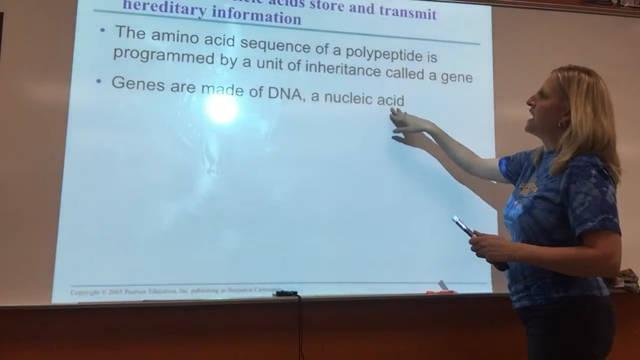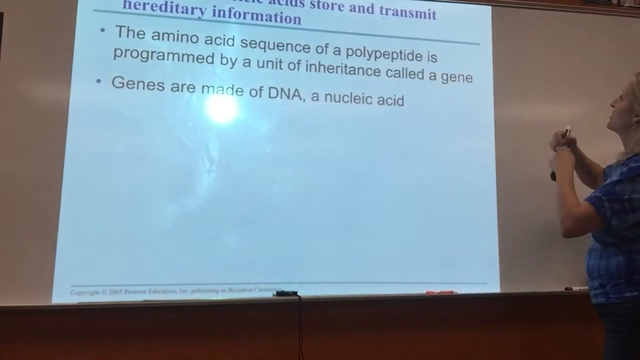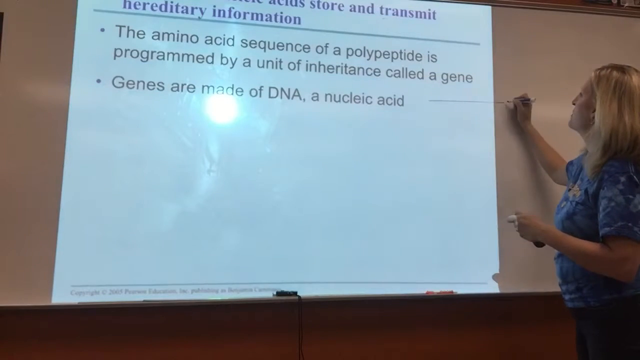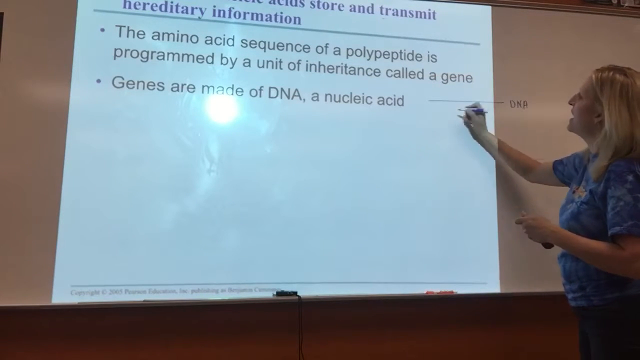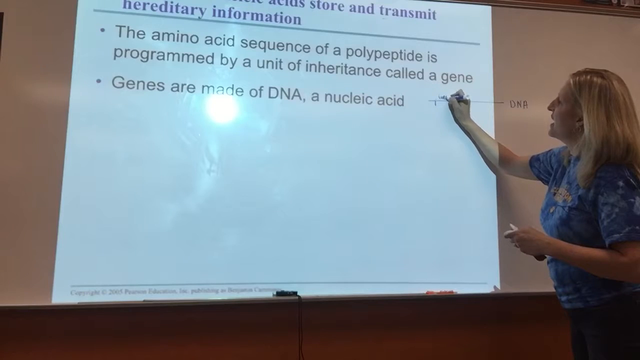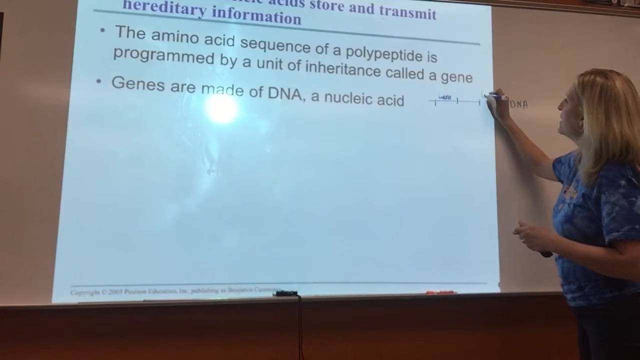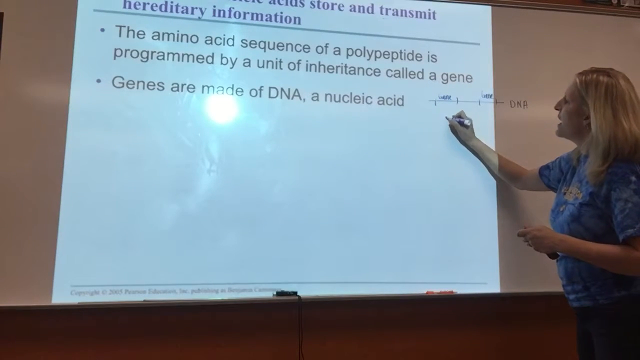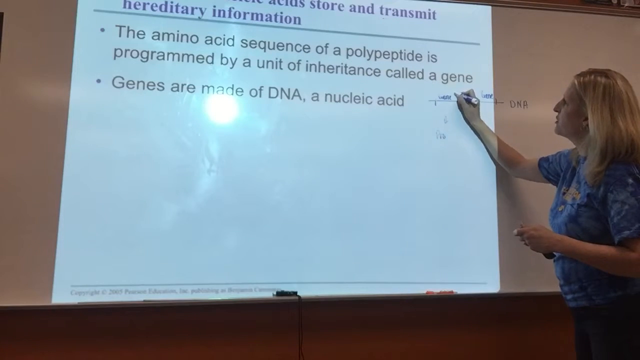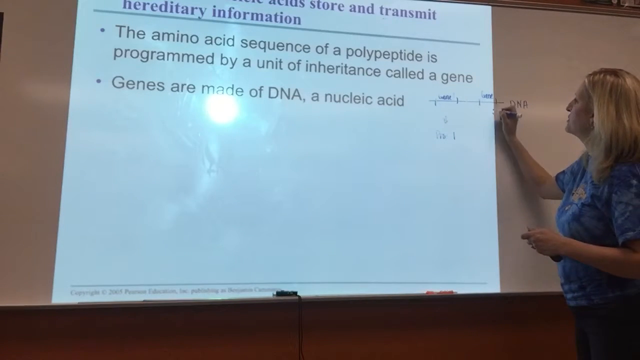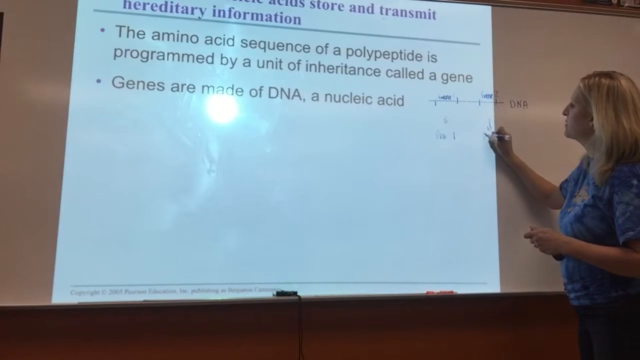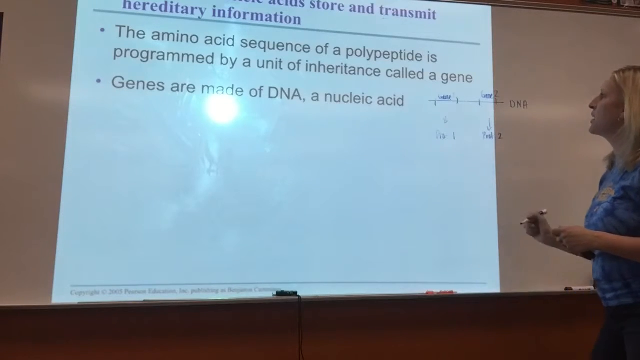So genes are made up of DNA, and as I just erased that. But remember, I just drew here that sections of the DNA are called a gene, and each gene makes a different protein. So gene 1 codes for making protein 1, and gene 2 codes for making protein 2. All right, and so on and so forth.